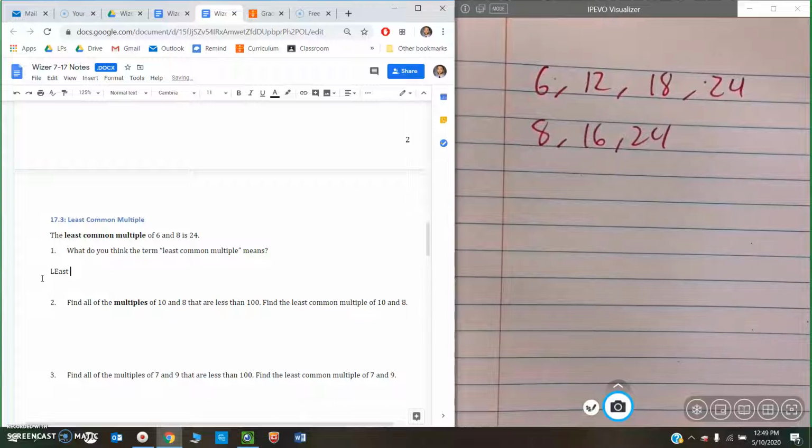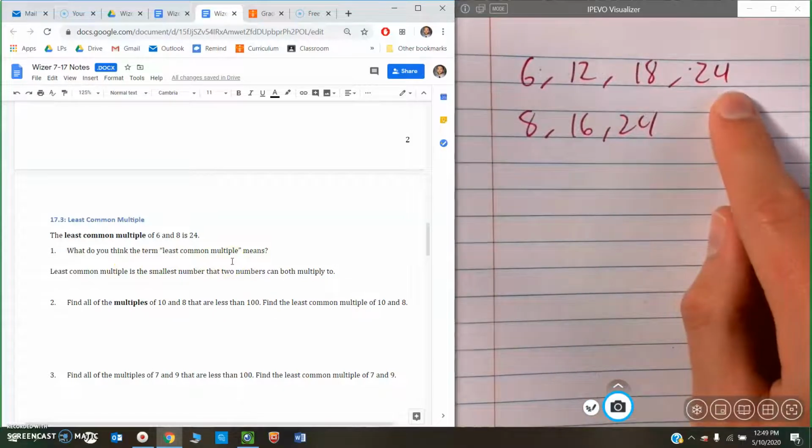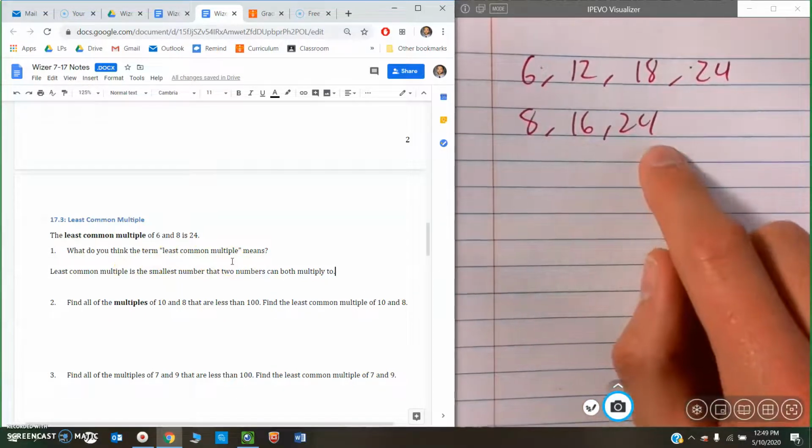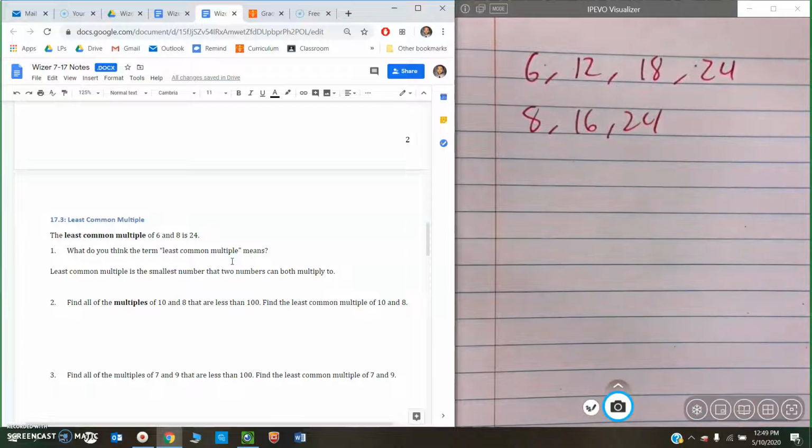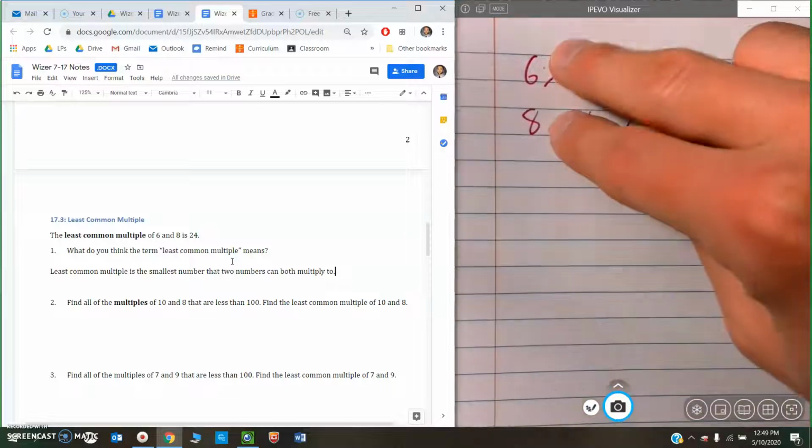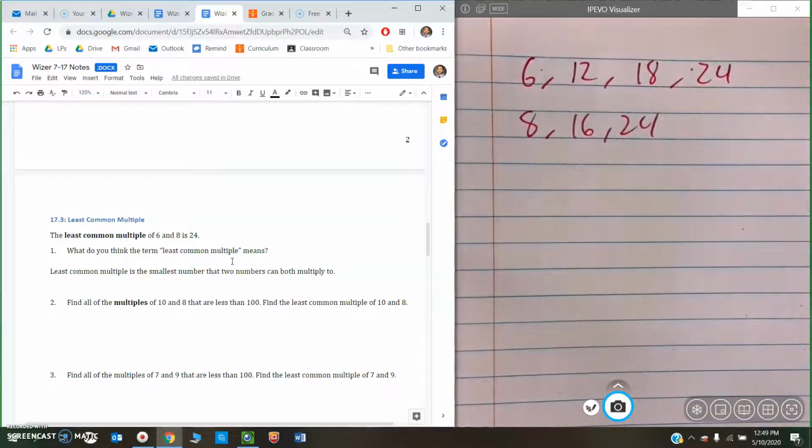So, the least common multiple is the smallest number that 2 numbers can both multiply to. Alright, so 6 can multiply by 4 to get to 24, and 8 can multiply by 3 to get to 24. So that is the first time those 2 numbers meet. Okay, so that is the smallest number that both 6 and 8 can multiply to.